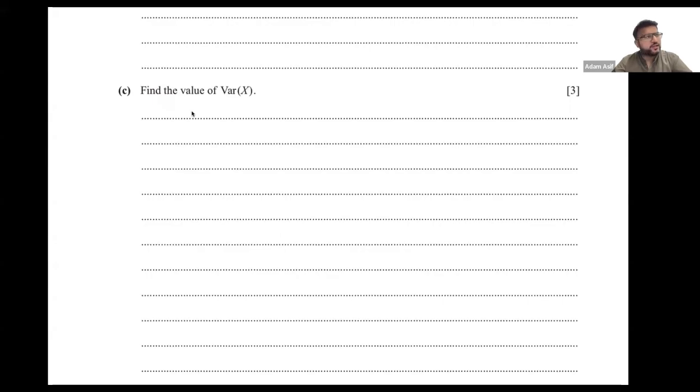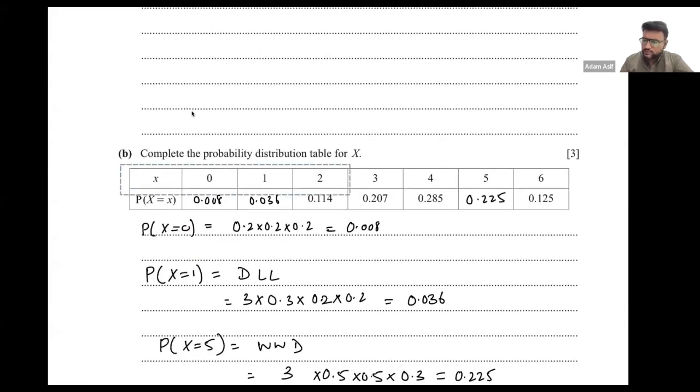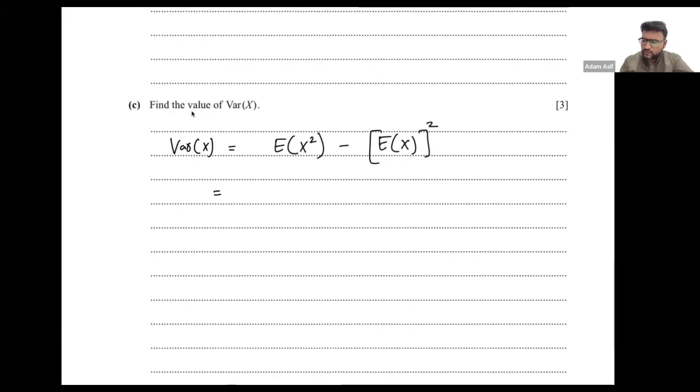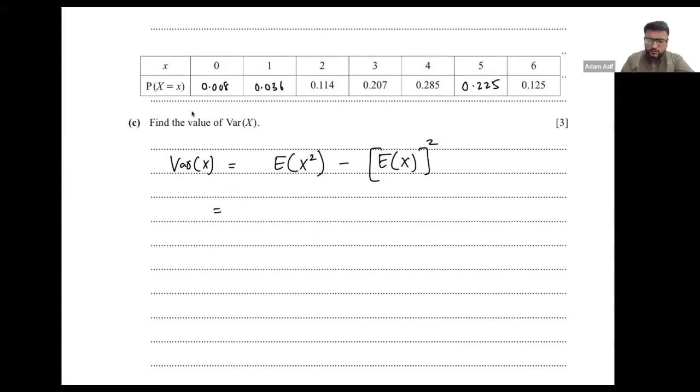Part C says find the value of variance of x. Variance is defined as expected value of the x square values minus the square of the expected value of x. So for the expected value of x square values, I'll have to use this probability distribution table and we'll have to square the x values. Okay, I'm going to copy down over here the table. So square them. This is 0, 1, 4, 9, 16, 25, 36.